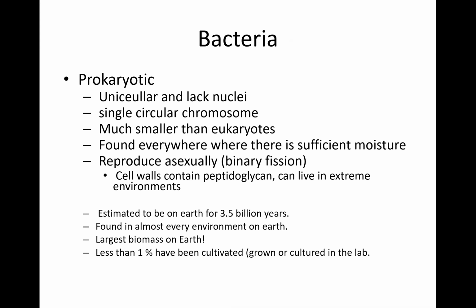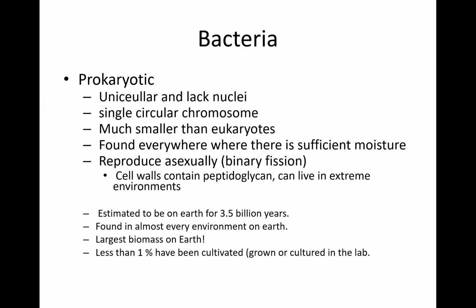So again, pro means before, kary means nucleus. Usually they are unicellular, so they're a one-cell organism, and they lack a nucleus as well as membrane-bound organelles. So you're not going to see a Golgi apparatus or a rough endoplasmic reticulum or mitochondria for that instance. They do have ribosomes. They will have DNA. Usually they're much smaller than eukaryotes. And when we think about their DNA, it's usually a singular chromosome that we're going to see, and it's in a circular shape.